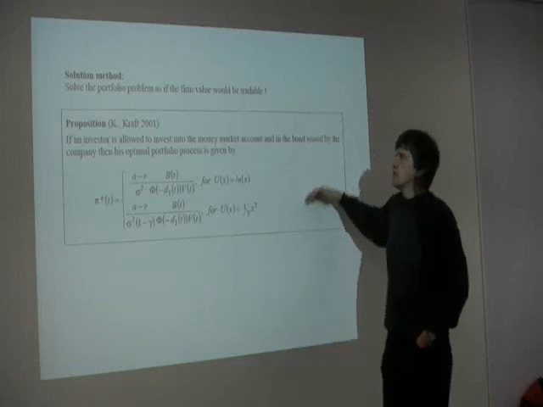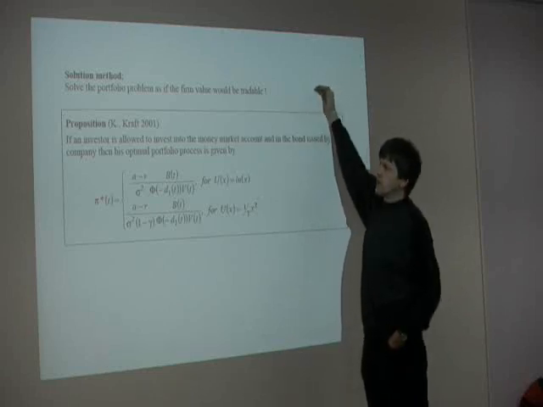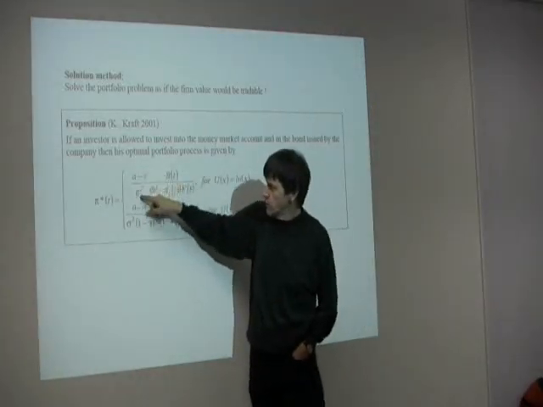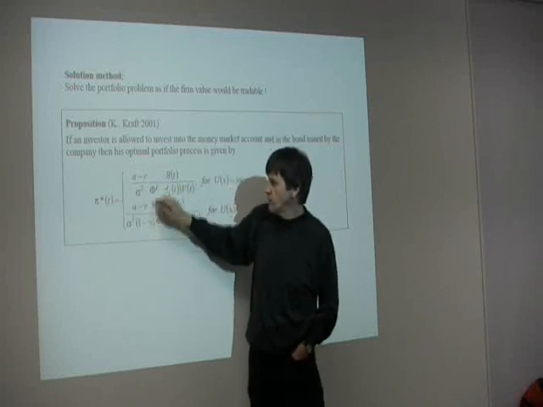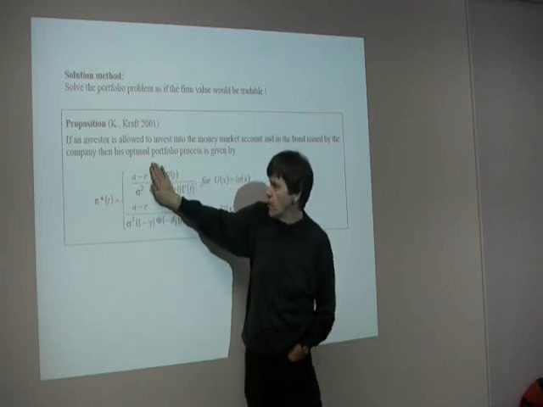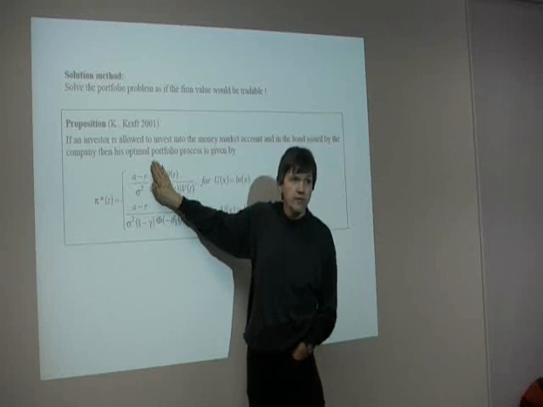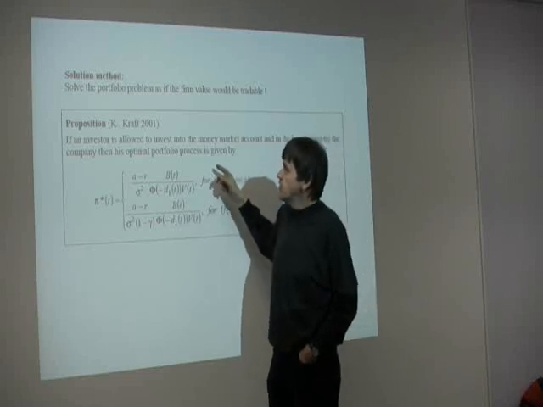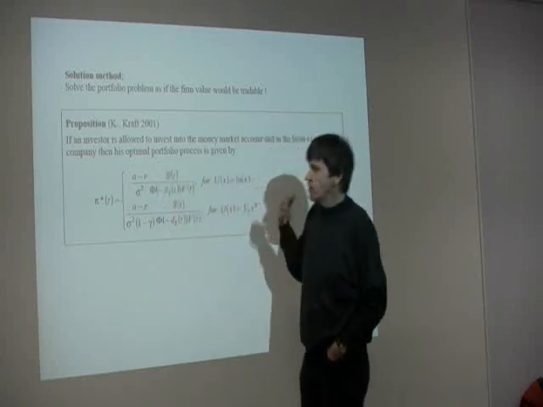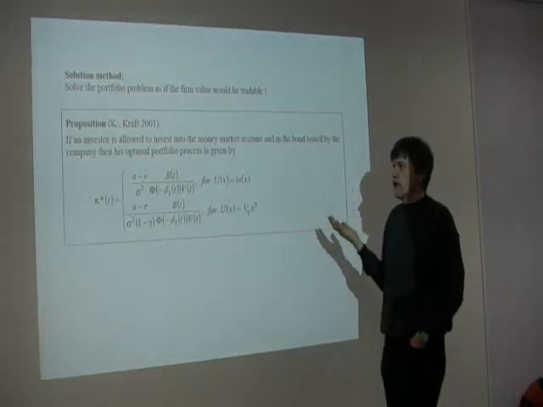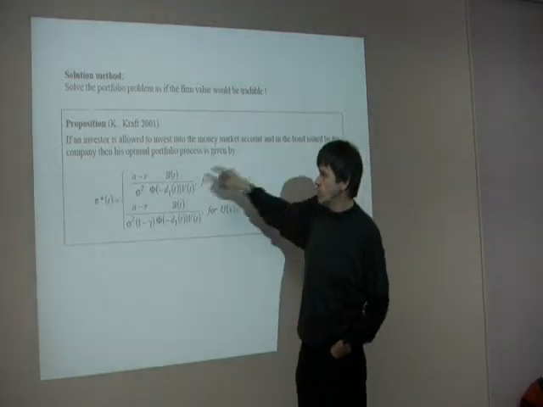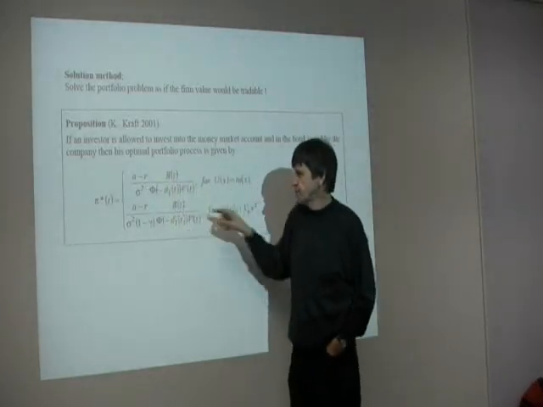I left out saying we solve the problem as if the firm value would be tradable. We have solved that, and then we arrive at those things, (μ − r)/σ² and (μ − r)/σ² · 1/(1 − γ). These are the optimal solutions in the case where the firm value would be tradable. It is not, of course, the firm value is not tradable, but then we say we have solved this, and now we replicate the positions in the firm value by the positions in the defaultable bond, and so we get this here.